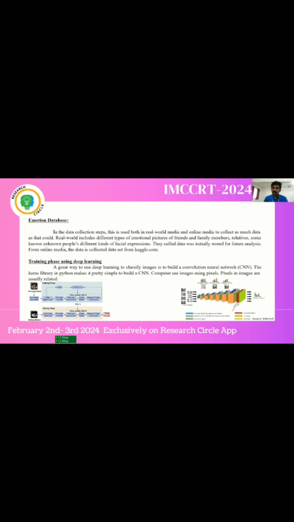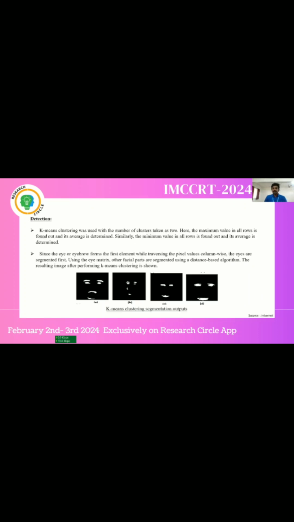A great way of using deep learning to classify images is to build a convolutional neural network, or CNN. The Keras library in Python makes it pretty simple to build a CNN. A computer sees the image using pixels. A pixel is nothing but equal squares dividing the image.